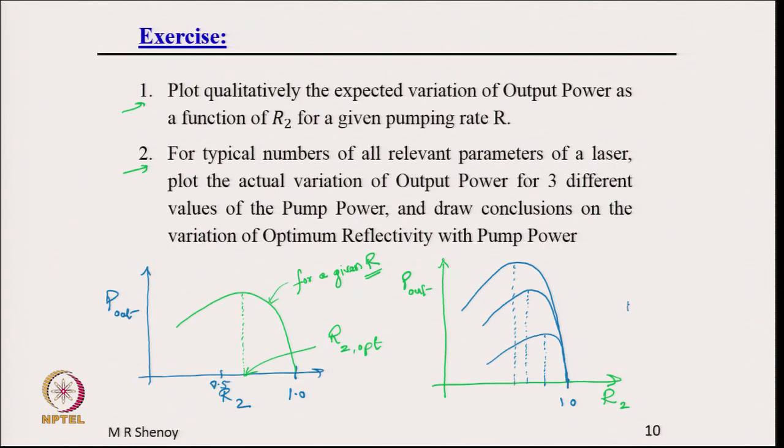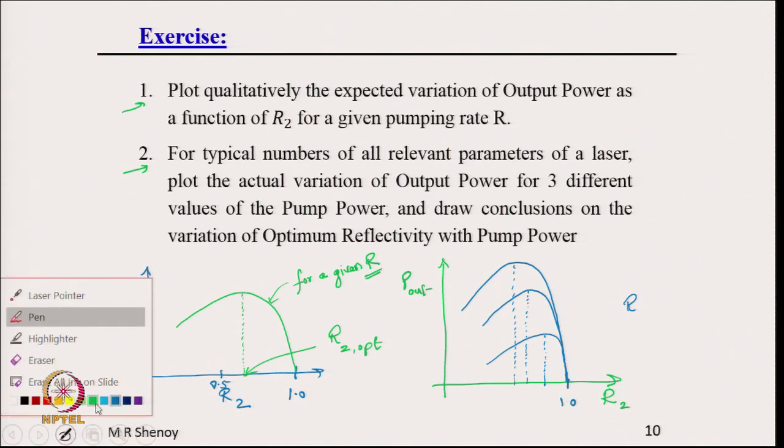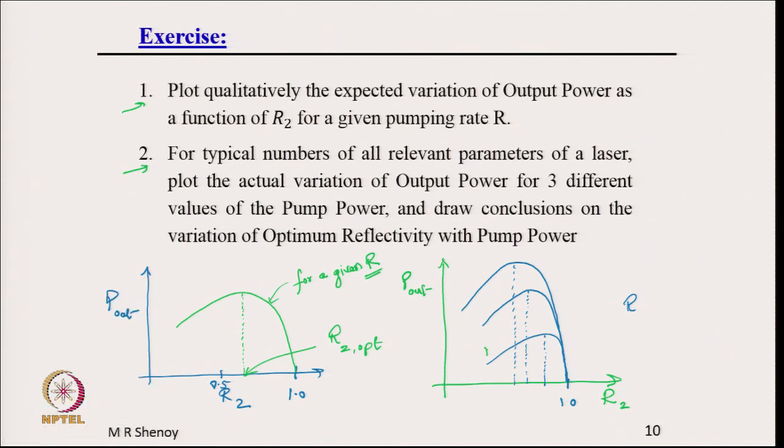So, R optimum. So, what are these curves? Let me use the red color. So, this is for pumping rate R 1, this is for pumping rate R 2, this is for pumping rate R 3. 3 different values. Let me not write R 1, R 2, R 3, it may lead to confusion. Just one second, let me erase that. All right, the whole thing got erased.